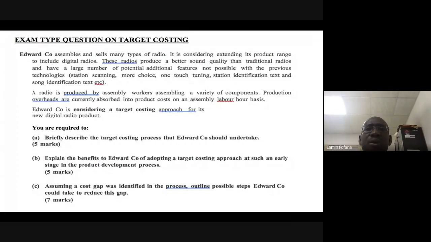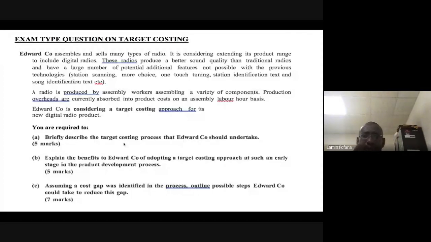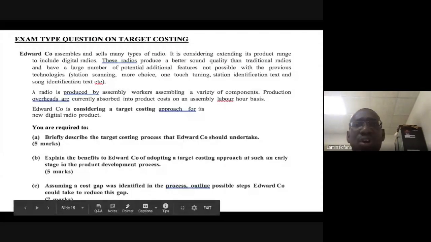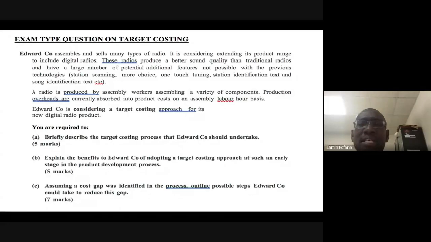What about labor when it comes to labor cost? Because labor cost is going to be incurred, isn't it? Because you're going to pay staff who are going to be assembling the radio parts. Look at the production process they are talking about here. A radio is produced by assembly workers. There is special emphasis on assembly workers, so you could get points by mentioning that in your cost gap reduction.